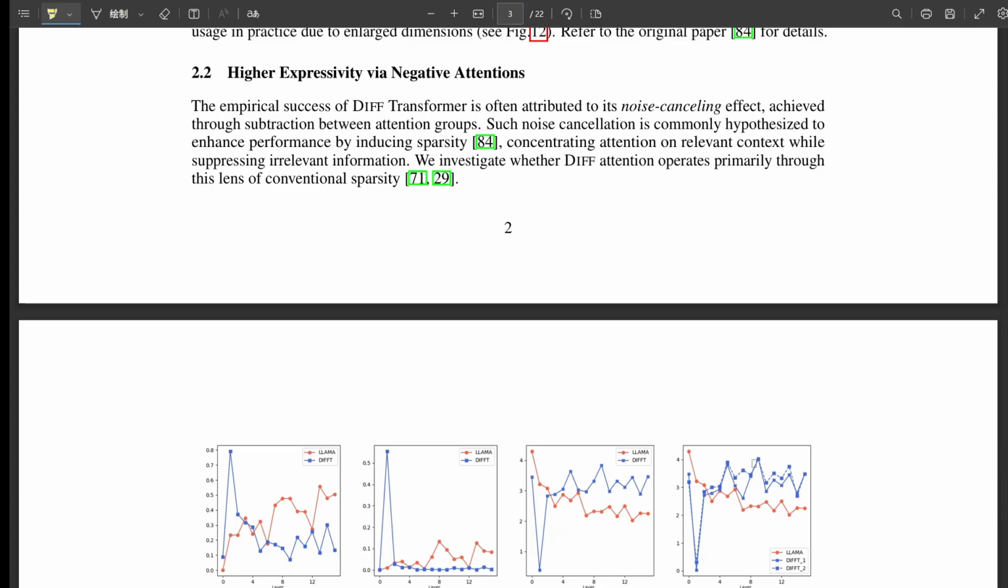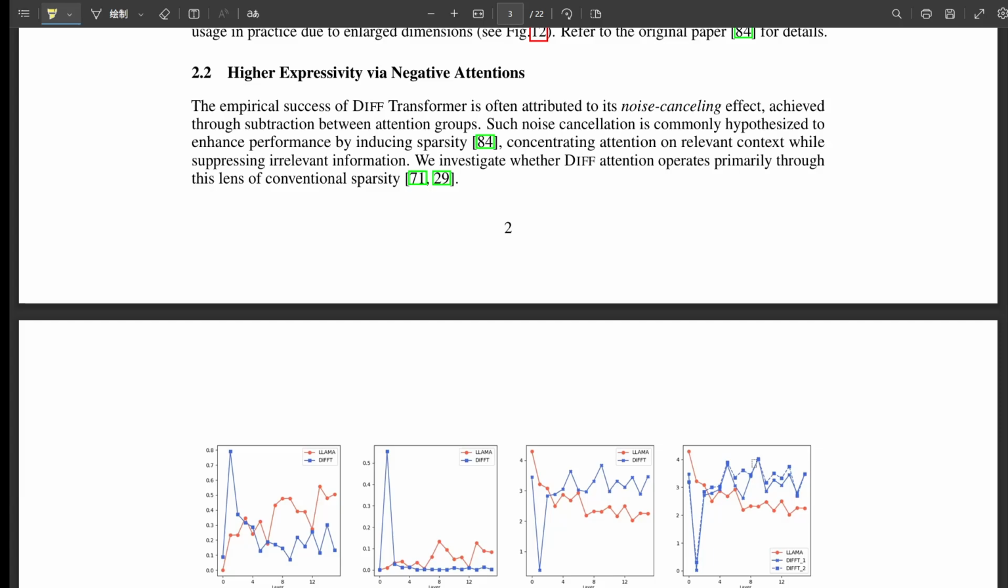Precisely that. It's not just about sparsity, which is setting irrelevant weights to 0. This gives the model a whole new dimension of control. It's the ability to explicitly penalize or downweight information that isn't just irrelevant, but maybe actively misleading or unhelpful for the task at hand. Okay, and what's the consequence of having this negative knob to turn?